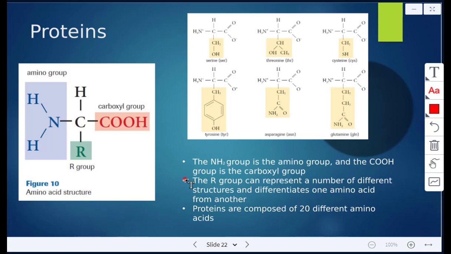So proteins are composed of 20 different amino acids. So here's just 6 different amino acids: serine, threonine, cysteine, here's glutamine, asparagine, and tyrosine. All right, and you can see that they all have the amino group, the carbon, the hydrogen group, and then the carboxyl group. And then it's this R group that changes and differentiates the 20 different amino acids.